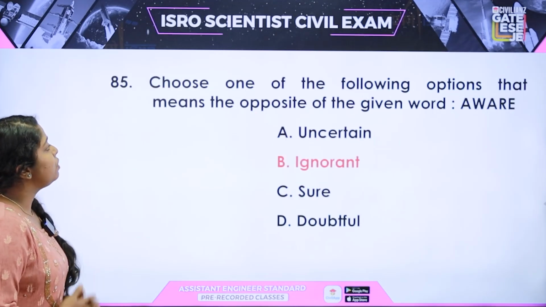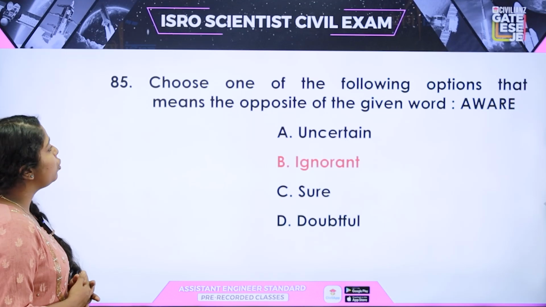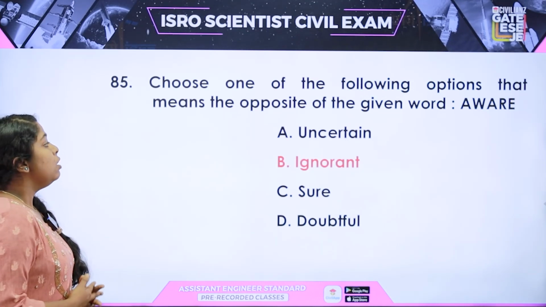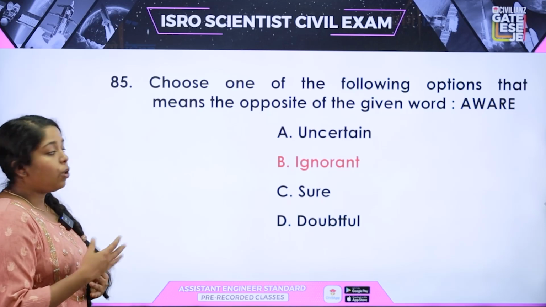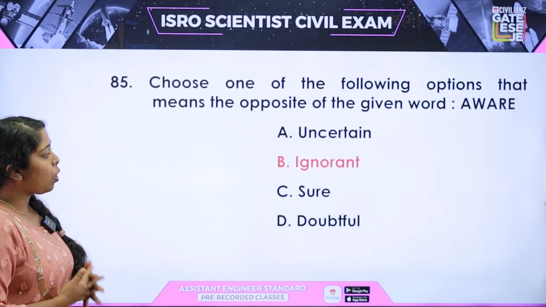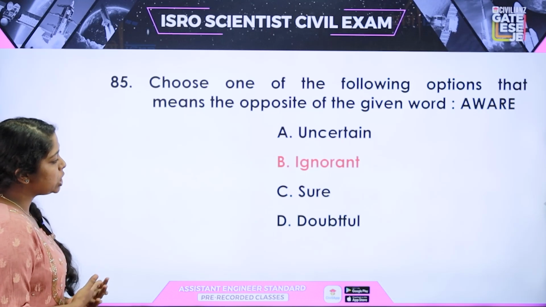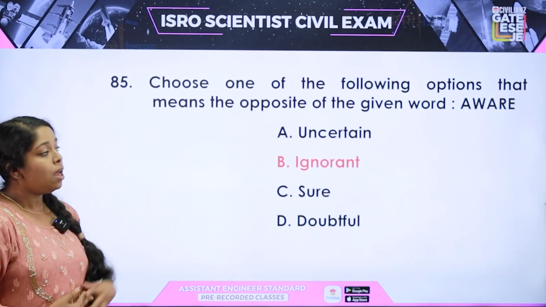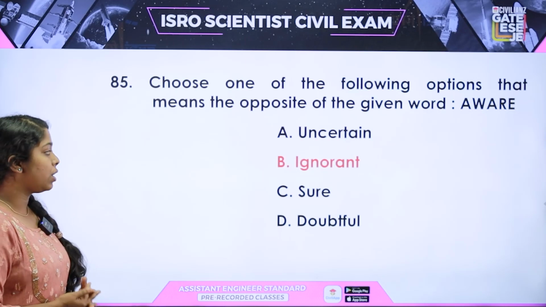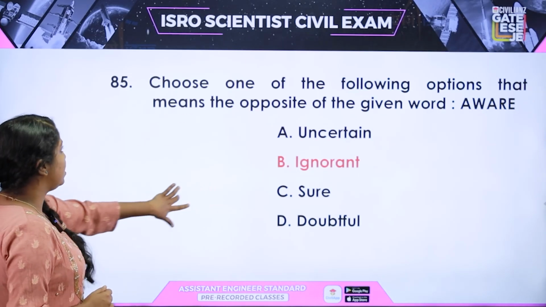Moving on to the 85th question, choose the option that means the opposite of the given word, that is aware. Aware means a person knows about something. The options are: option A is uncertain, option B is ignorant, option C is sure, and option D is doubtful. From these four options, the most accurate one is obviously ignorant. So option B is the right answer.